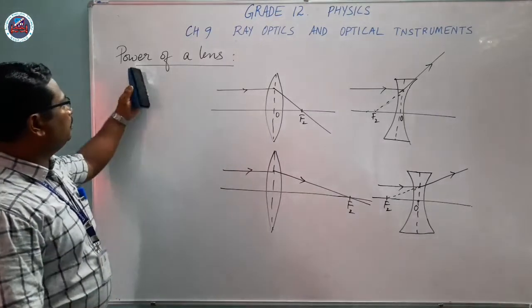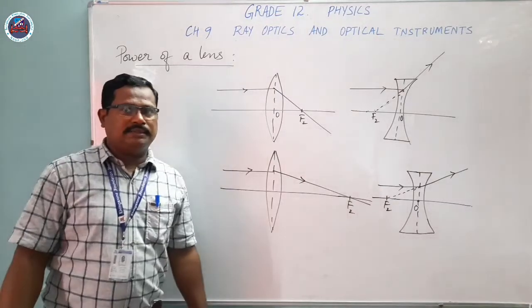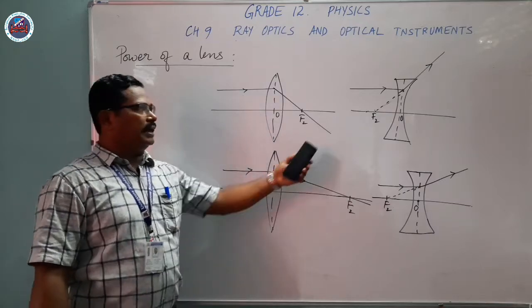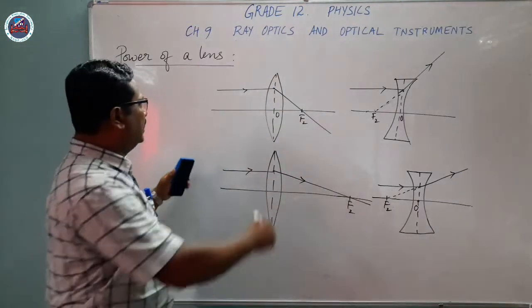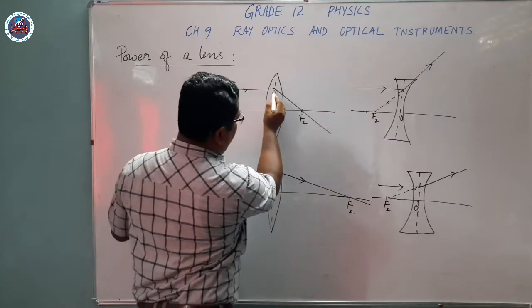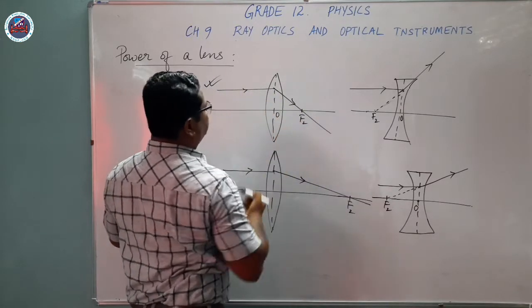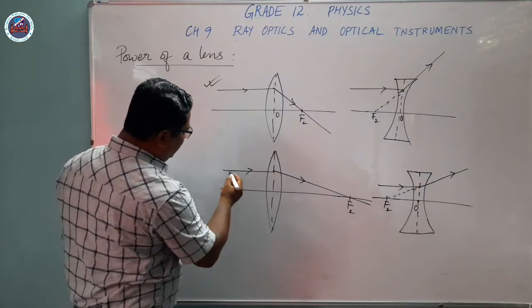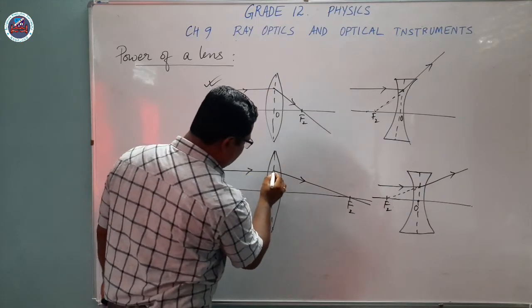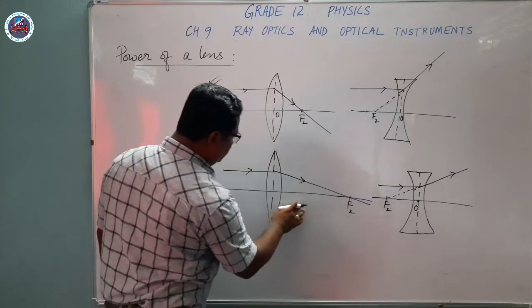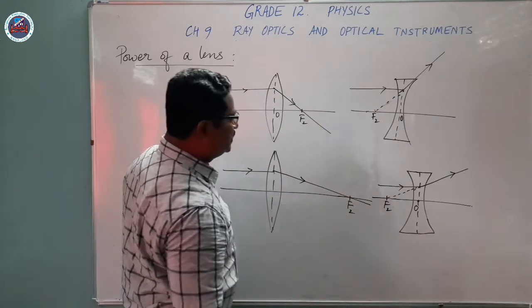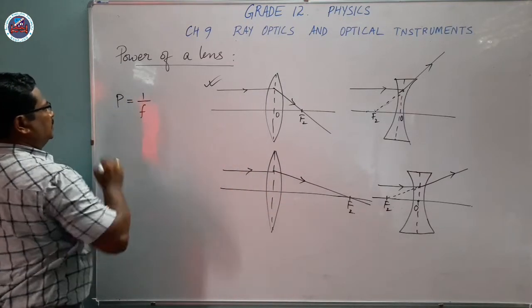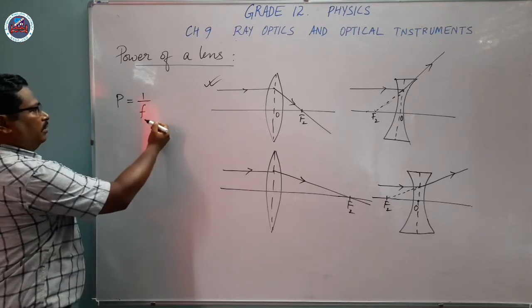Now let us discuss about power of a lens. Power of a lens, what it is, then we will say that it is the capability of a lens either to converge or to diverge the rays. You can see here one diagram, the capability of the lens to converge here is more. So the power will be more. And in that case, the focal length will be less. And if the converging action is less, then the focal length will be more and the power will be less. Power and focal length, they are inversely proportional to each other. We measure power with this formula, reciprocal of focal length.